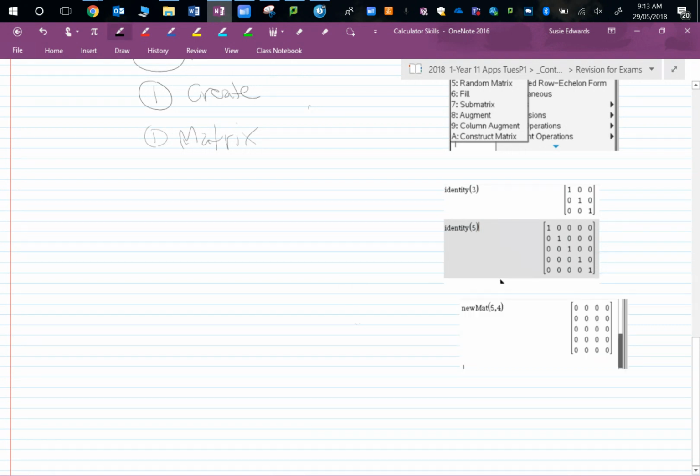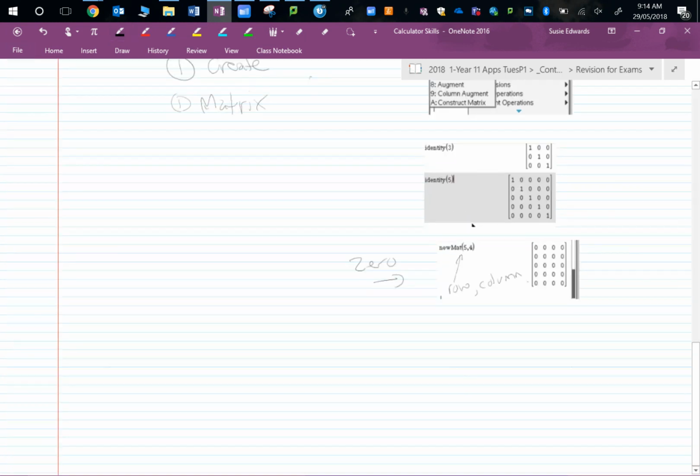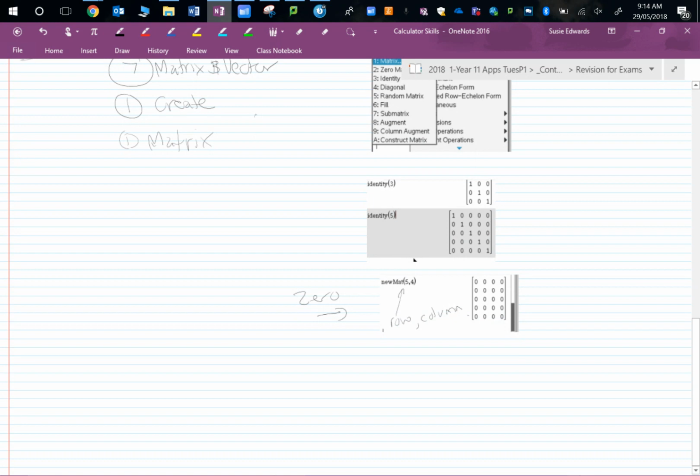So this is for 0. You need to put in the row first, and then comma, and then column. Okay? Now, if you want them to be squared, you can just do the matrix and square it. But can you guys remember how to store a matrix?